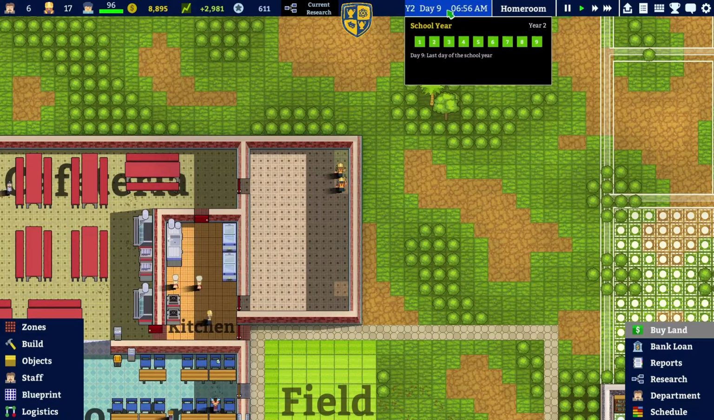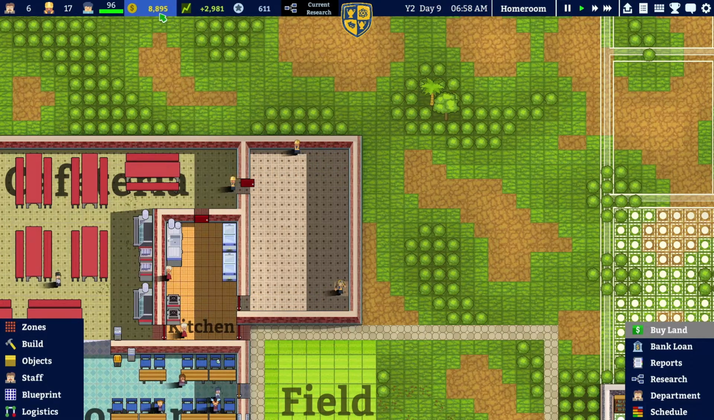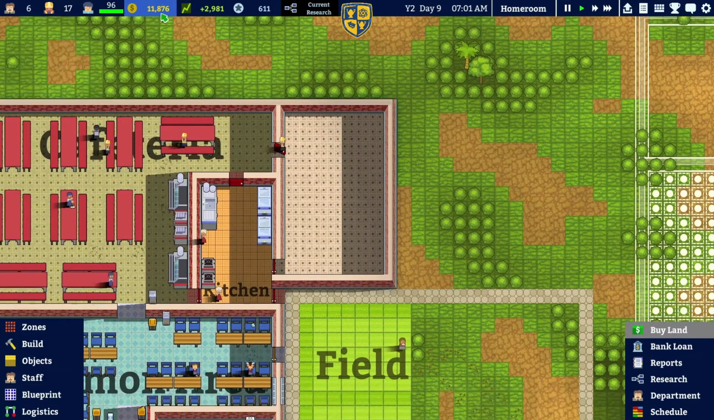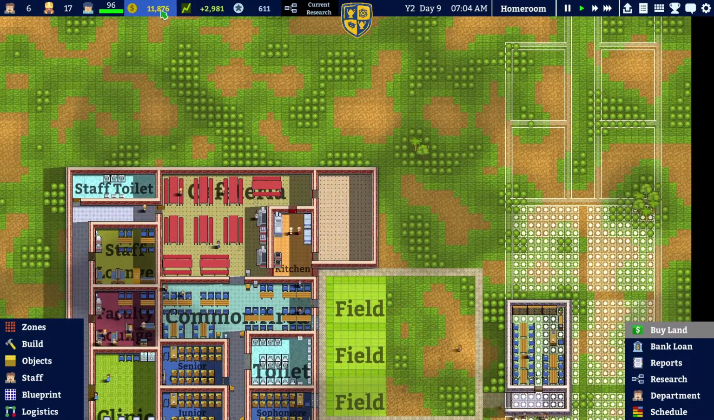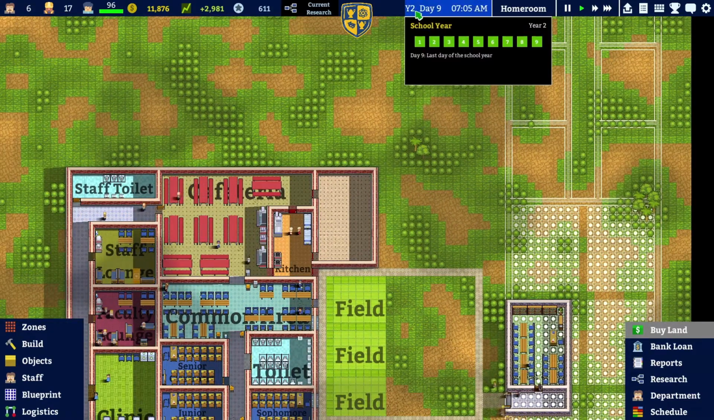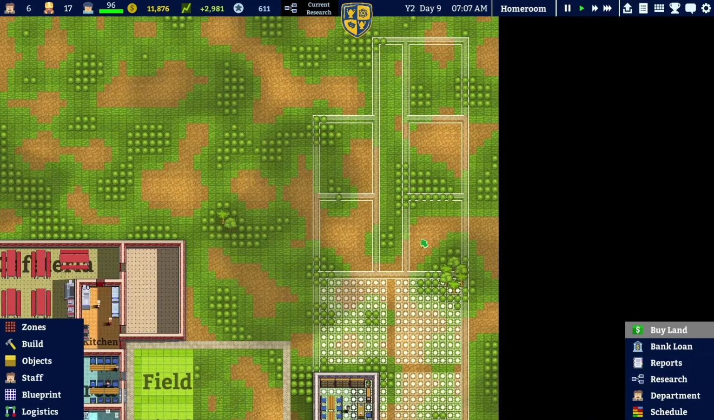Okay, it is day 9. It is the final day of the second year. We've got £8,000 now, and we are going to get paid a little bit more money, so almost 12 grand we've got. That is wonderful. I like that. Now, we do want to keep some of this because when it comes around to year 3, we want to get some of these classrooms in.